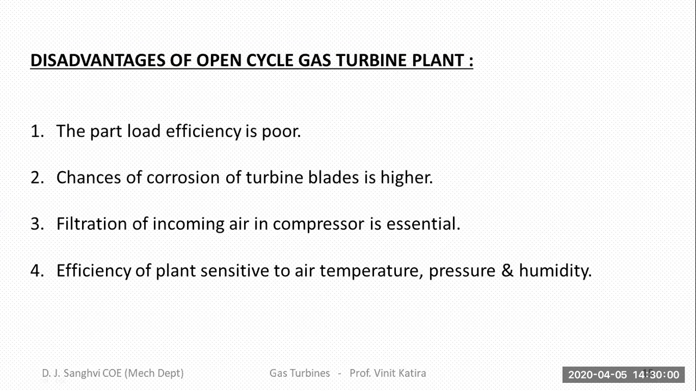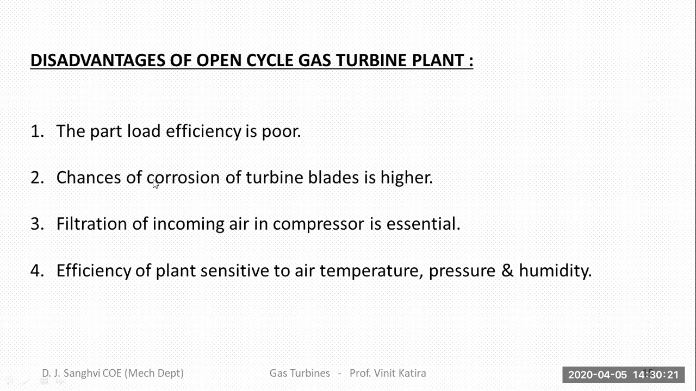Now we'll look at the disadvantages of open cycle gas turbine power plants. One of the major drawbacks is that the part load efficiency is poor. This is actually a drawback of gas turbines as a whole. The part load efficiency is always poor as compared to the steam powered.